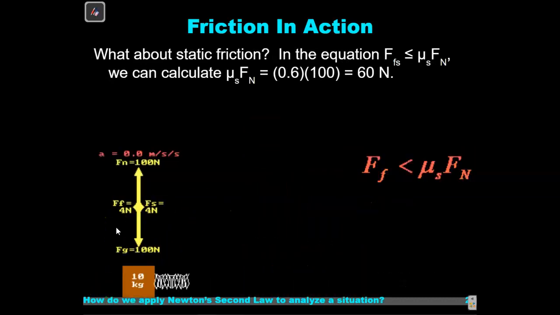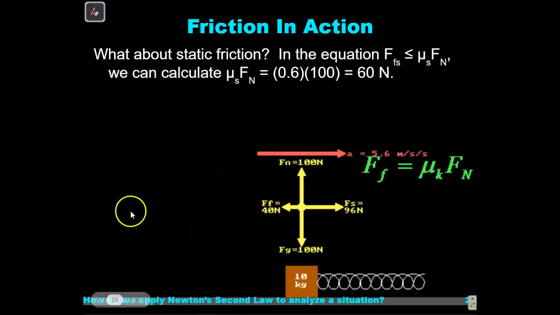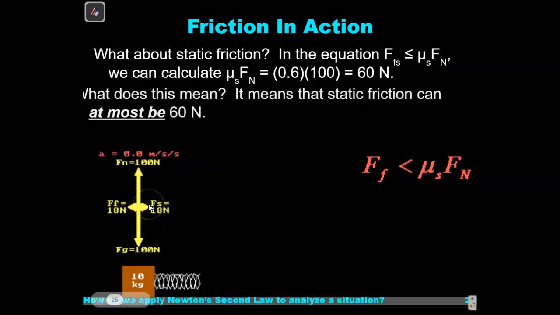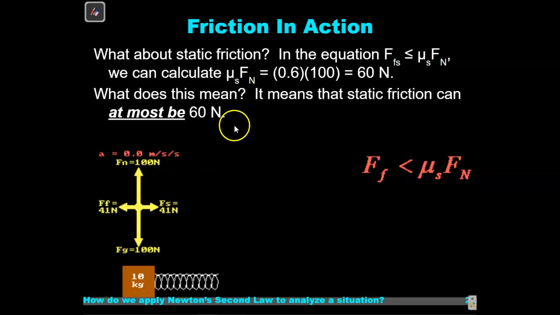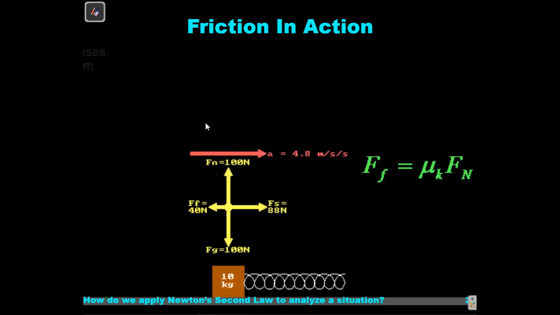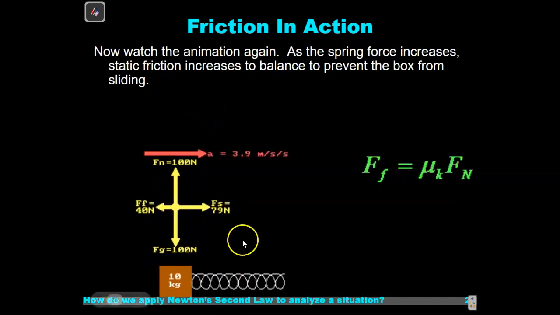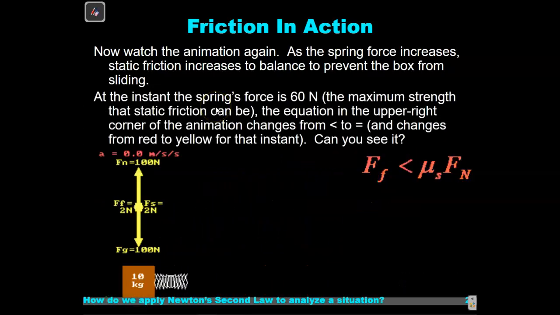What about static friction? In the equation F sub f is less than or equal to mu s times Fn, we can calculate mu s times Fn: 0.6 times 100 equals 60 newtons. What does this mean? It means that static friction can be at most 60 newtons. Now watch the animation. As the spring force increases, the static friction increases to balance it and prevent the box from sliding.